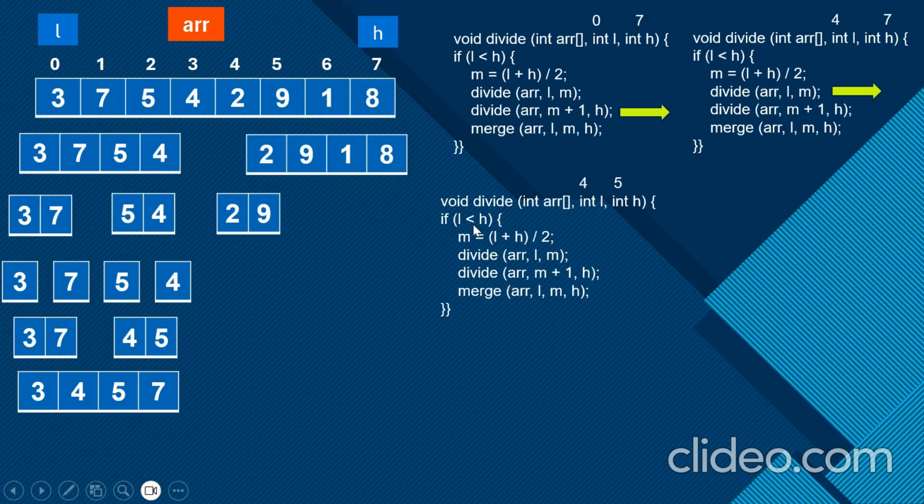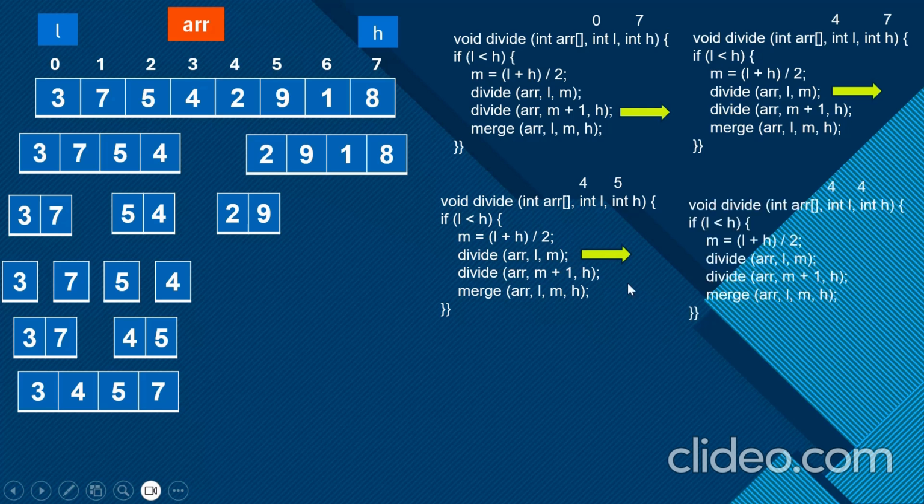Now the control would go to if. It is again true, because 4 is less than 5. m would be calculated as 4, right? Because 4 plus 5 is 9, and 9 divided by 2 is 4. So another function call would be made from this point with the arguments this time of 4 and 4, right? Because L is 4 and m we just calculated as 4. That means we are talking of this element, the solitary element with the index of 4.